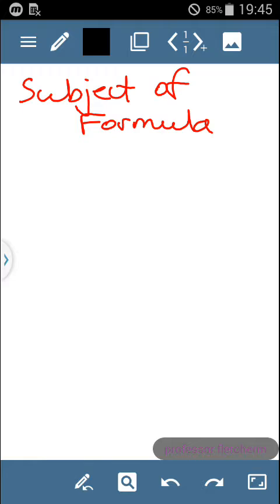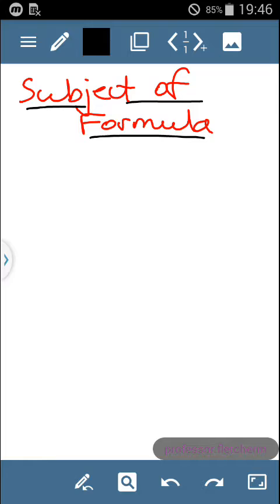Right, today we want to talk about the subject of formula. Personally, it's one of my favorite topics to teach, and I also enjoy working problems to do with the subject of formula. So, what do we really mean? Well, basically, you are dealing with formulas and you are rearranging them. In a nutshell, I think that sums it up. You are just rearranging an expression.